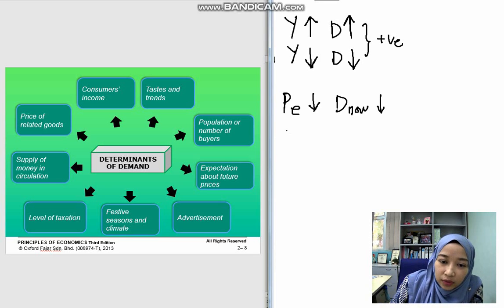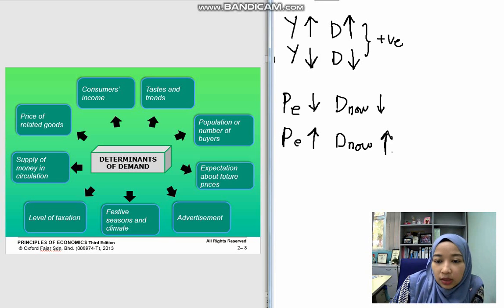And if consumers expect that the price of handphones will increase in the future, let's say for example the government is planning to increase the tax level, so the price will become higher in the future. So what consumers will do is buy more of the products now. They will not buy in the future because the price will become more expensive. So instead of buying in the future, they will buy now. So the demand now will increase.